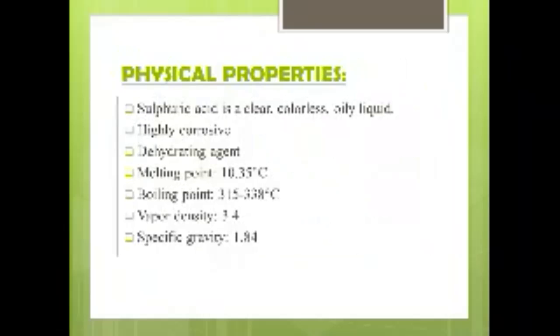So, what are its physical properties? Sulfuric acid is a clear, colorless, oily liquid and it is highly corrosive. It is a dehydrating agent and its melting point is 10.35 degrees Celsius. Sulfuric acid has a boiling point of 315 to 338 degrees Celsius. Its vapor density is 3.4 and specific gravity is 1.84.